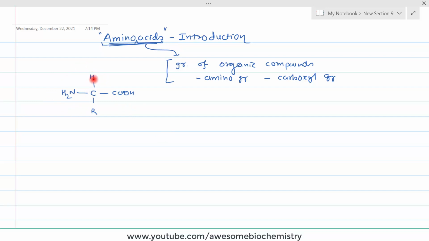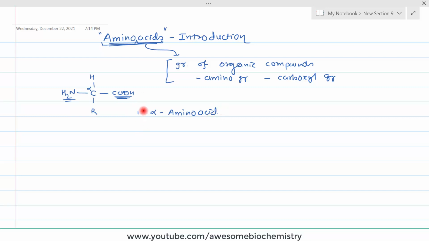Now, if we examine the structure of an amino acid, we find that this COOH group is attached to this carbon, which is the alpha carbon. With this alpha carbon, the COOH group and NH2 group are both attached. So, we call this amino acid an alpha amino acid.